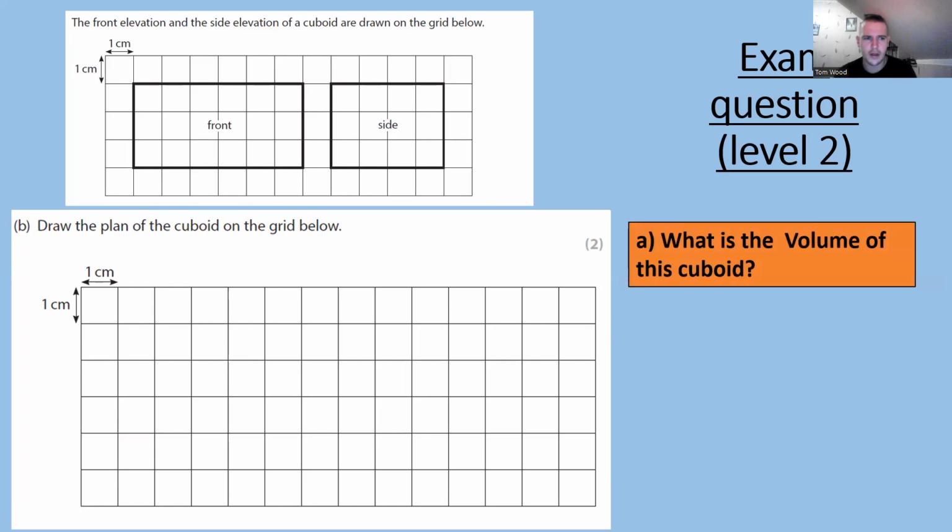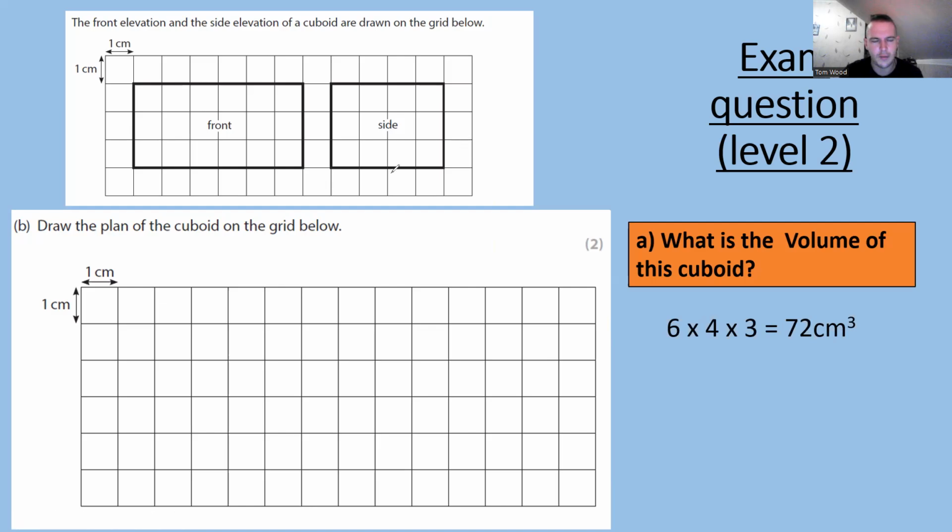What you're also asked is, obviously you can see there, part B is to draw a plan of the cube, but for part A, they actually ask you, what is the volume of the cuboid? So it's quite an interesting one, but again, if you do a little bit of a sketch, then you can work out all of the dimensions here. The answer is going to be 72 centimeters cubed.